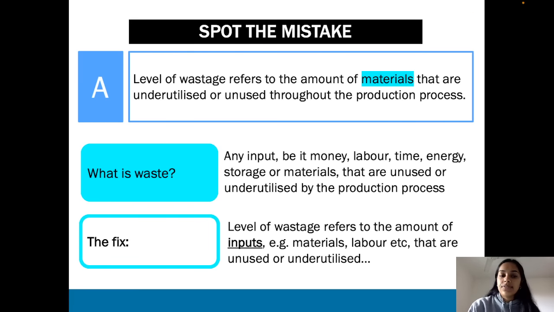So in order to fix this definition, I would be saying that level of wastage refers to the amount of inputs, for example, materials, labor, that is unused or underutilized. The problem with this definition is that they've limited it just to materials, but time can also be wasted, and time is not a material. And so that's why the wording of materials needs to be changed to inputs.